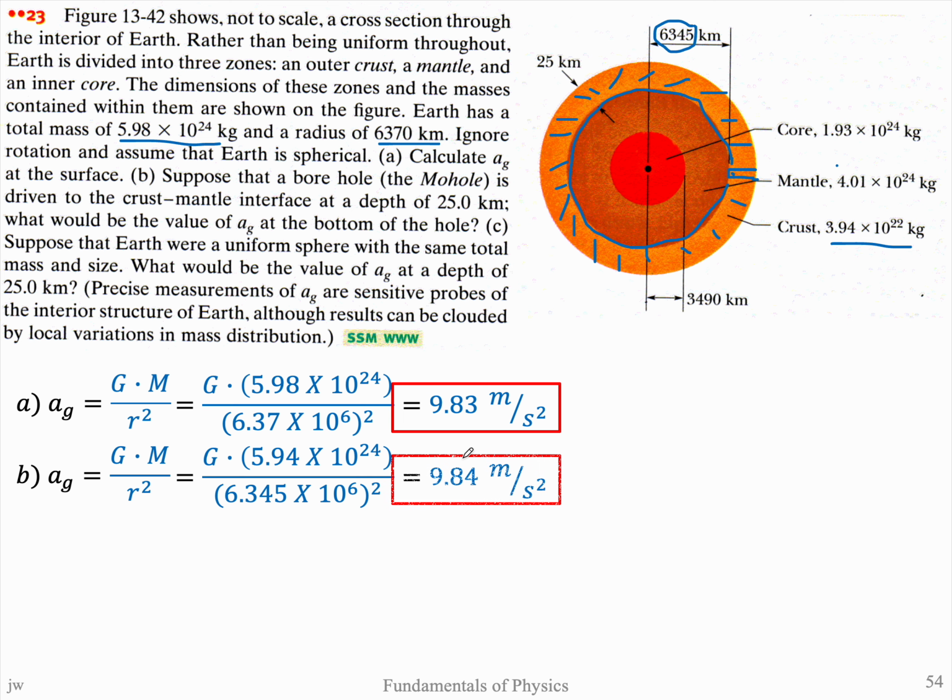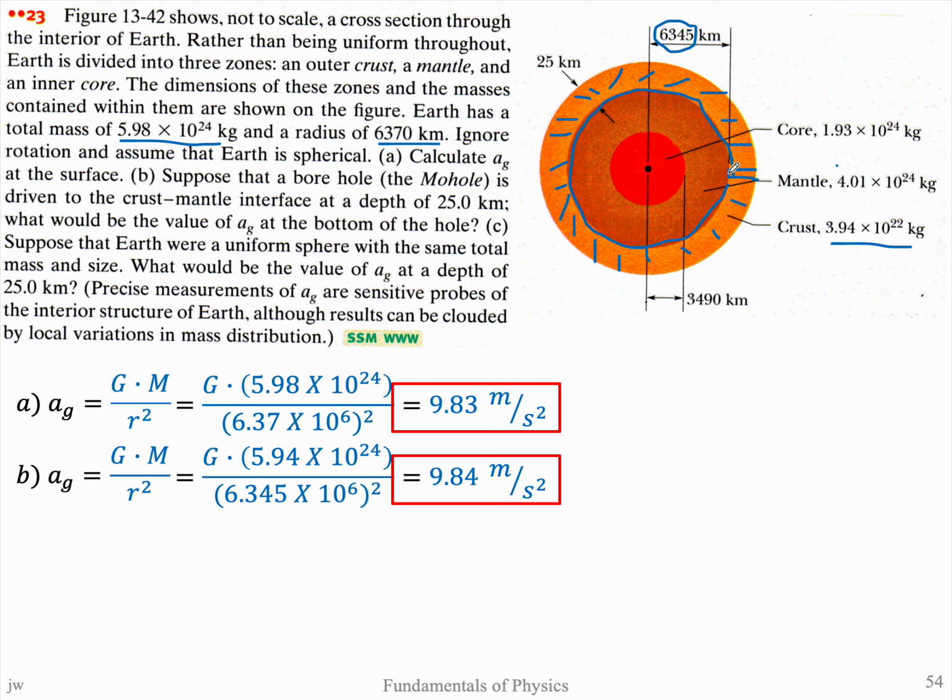And if you do it, interestingly enough, at the bottom of the hole, gravity is actually a little bit larger than at the surface. And you might say, whoa, wait a second, what's going on? Well, it turns out the crust is a lower density than the rest of the Earth, whereas the core and the mantle are more dense. And so even though we went down a little bit, got closer, r got smaller, that helped a bit. The mass didn't go down all that much. And so gravity is actually a little bit larger as we go down.